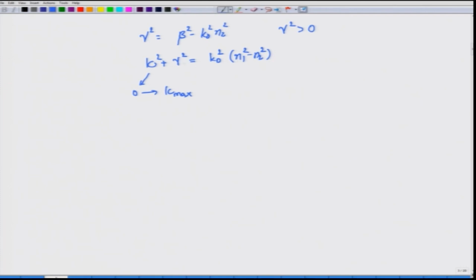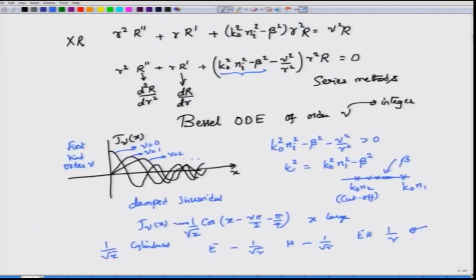So, when kappa is 0, gamma is maximum, and the field essentially decays rapidly outside the core. When gamma is not maximum, the field decay will be much slower. So, when kappa is 0, the field is decaying outside rapidly, but as kappa rises, the field outside will be decaying much less rapidly. So, this is something that you have to keep in mind. Now, this was one Bessel function that we talked about.